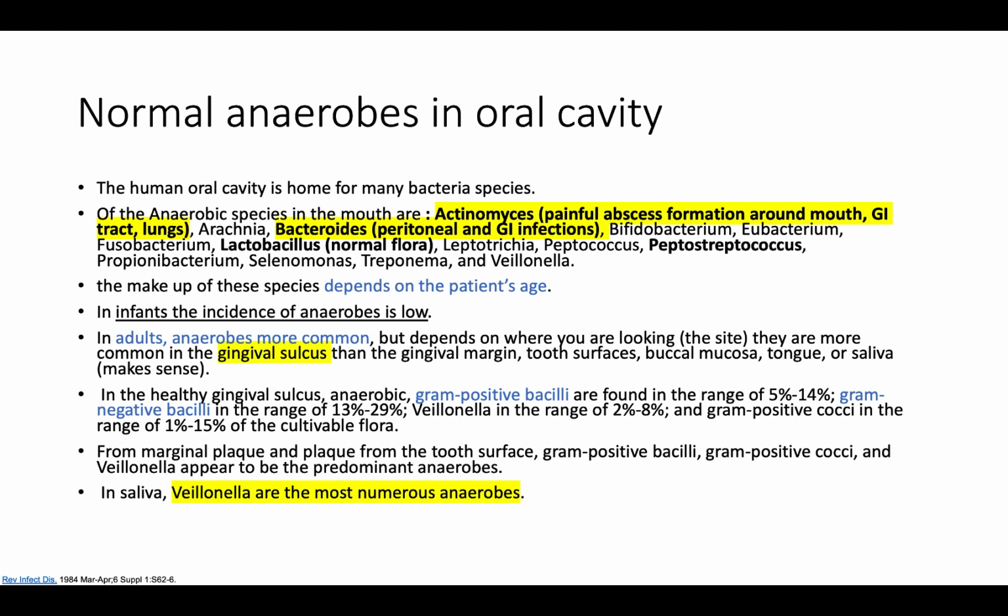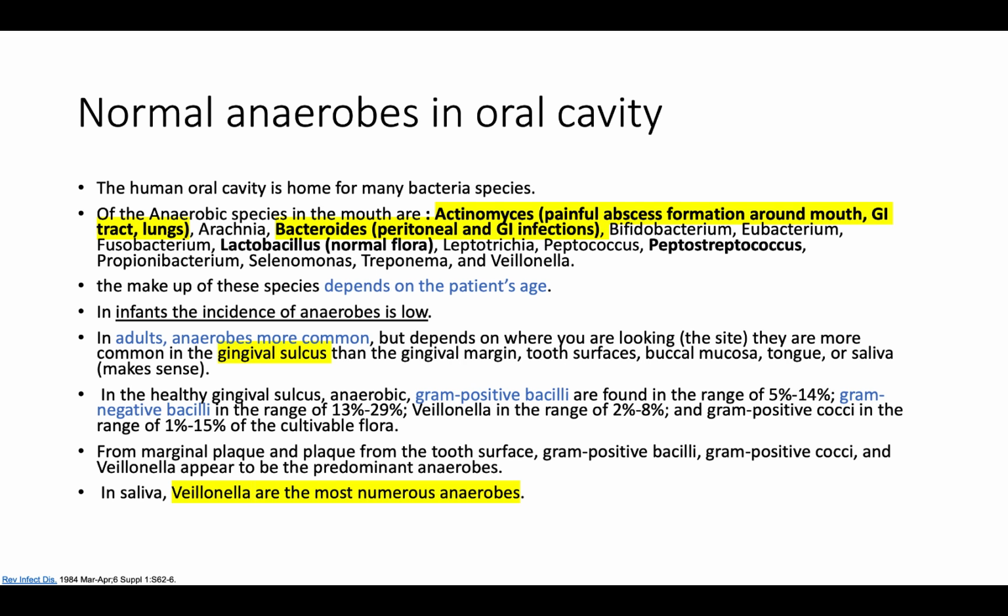For the oral cavity, the human oral cavity is home to many bacterial species. Actinomyces is one of the main anaerobic species in the mouth. Actinomyces causes painful abscess formation around the mouth, in the GI tract, and in the lungs.